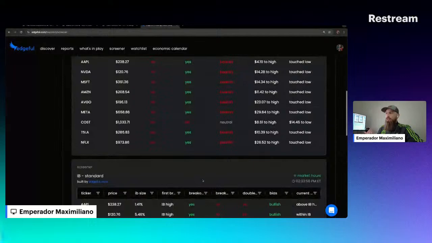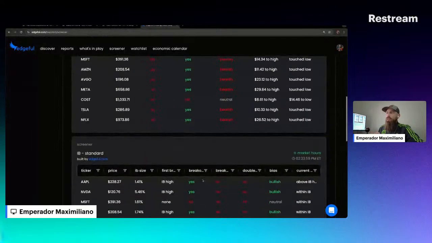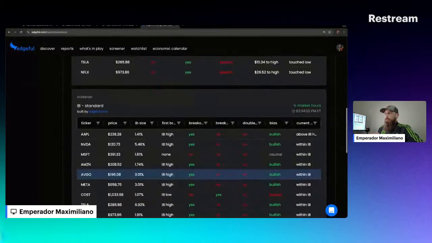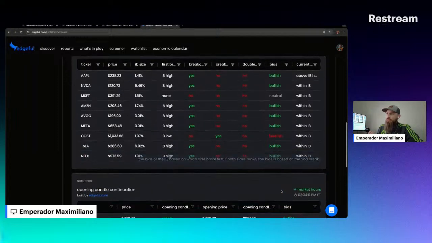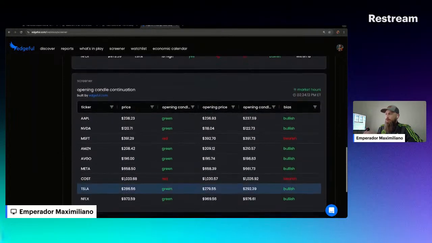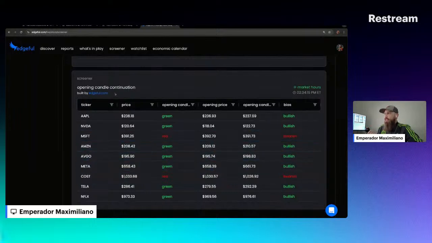What do I need to look for a full recovery? Do I need to look for a big green day? No, I don't. I really don't. Then I can look at IB if I want to. First, several bullish right there. So maybe I don't want to look for that much shorts either, because I've got opposing data, two things fighting against each other. Opening candle continuation: we have 2 bearish, the rest are all bullish.